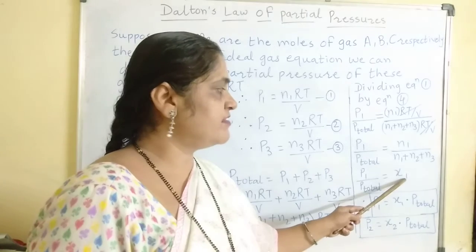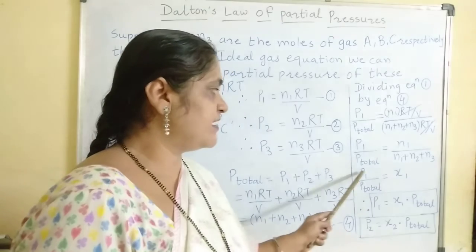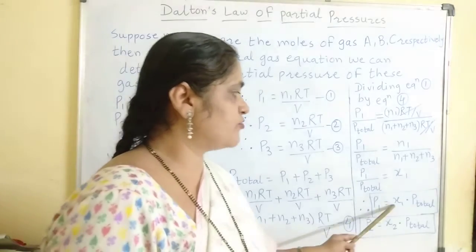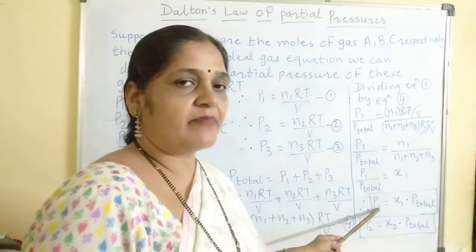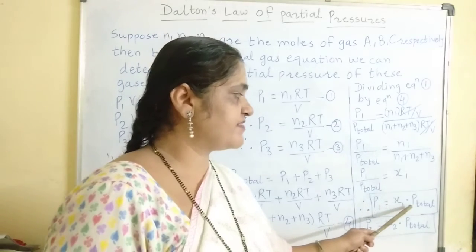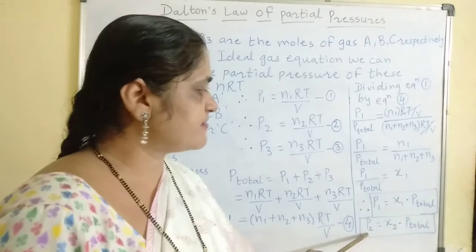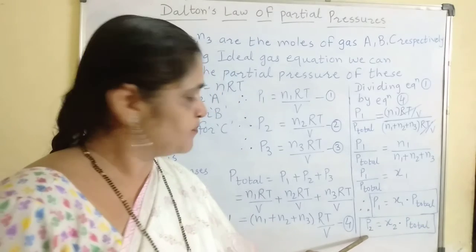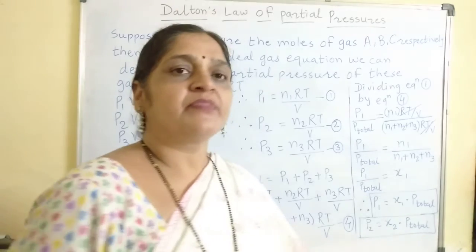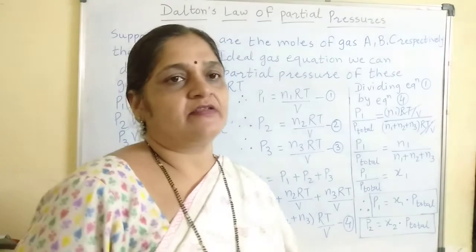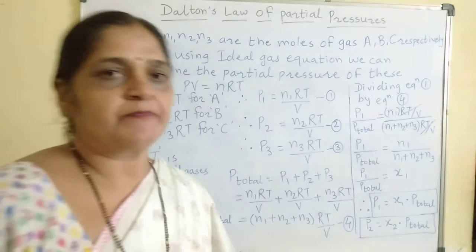It is denoted with chi 1, or we can say it is x1. So P1 is equal to P total into x1. This way the partial pressure of gas A is related to the mole fraction of gas A into the total pressure. Similarly we can express this for gas B. The partial pressure of gas B, P2, is equal to x2 into P total. Thus, the mole fraction of each gas is related to its partial pressure.